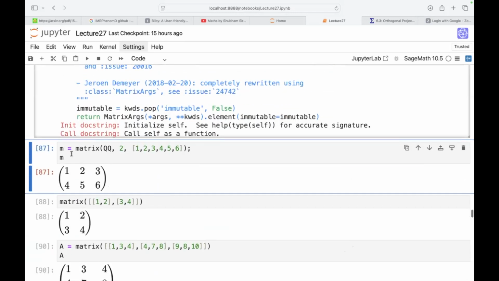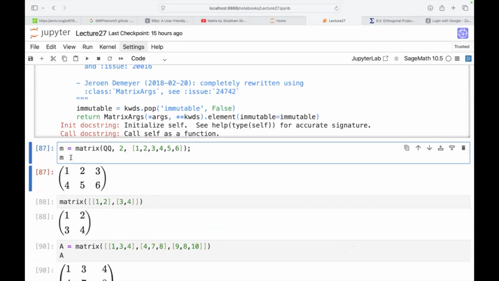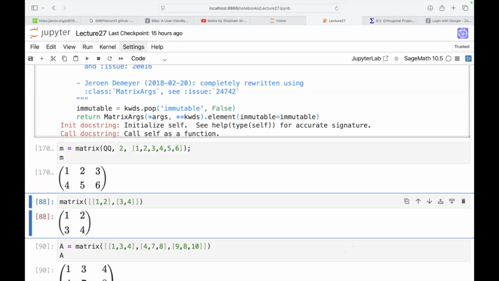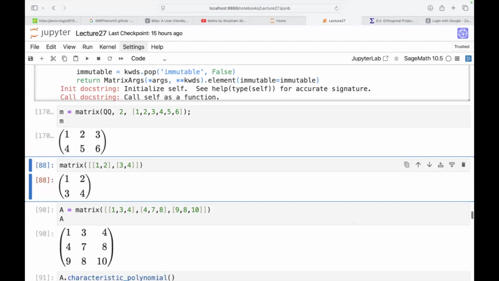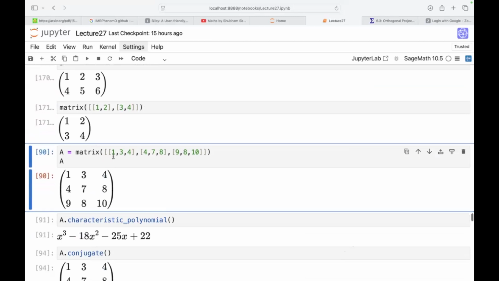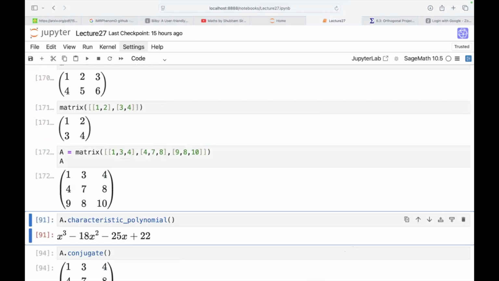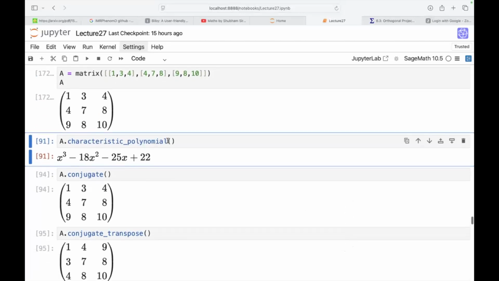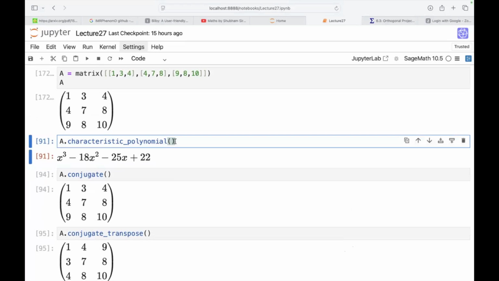Okay, and the next is the matrix overview and the matrix defined. So our classification system, the 2 plus 3 matrix. What is the simple definition? The matrix 1, 2 and 3, 4 basic. मैंने फिर the 3 cross 3 matrix define किया हुआ है, in the A matrix 1 3 4 7 8 and 9 8 10. In the 3 cross 3 matrix use super interface, including the A dot characteristic polynomial. Such as direct implication that A dot characteristic polynomial is then x cubed minus 18x squared minus 25x plus 25.